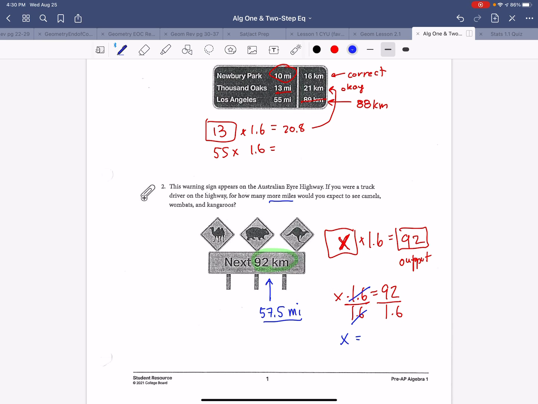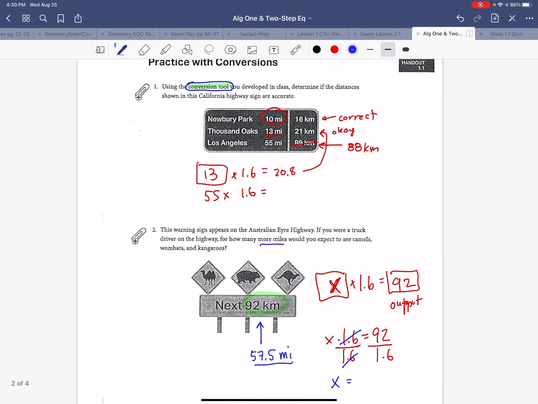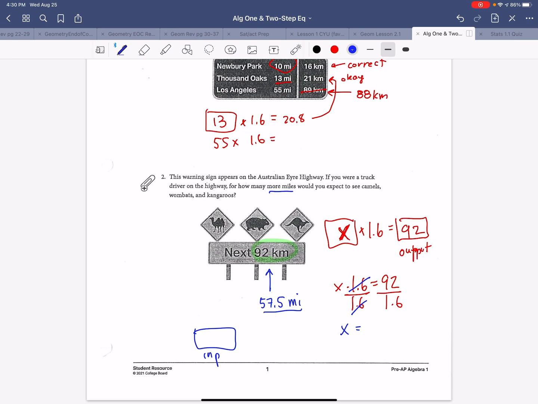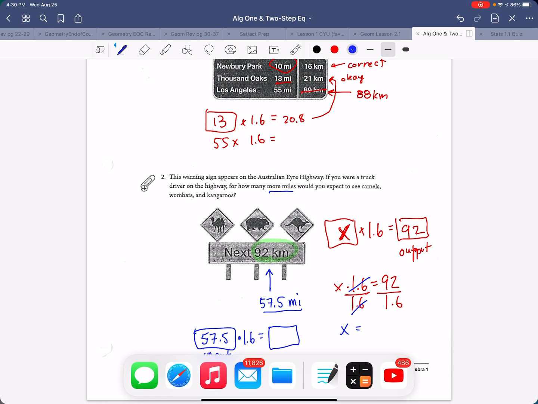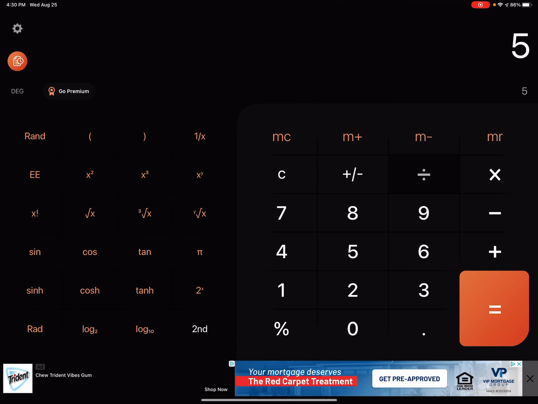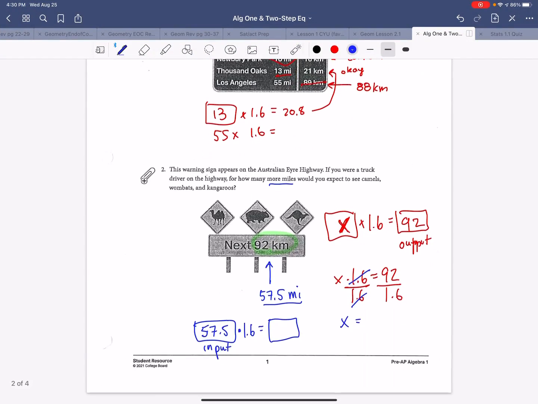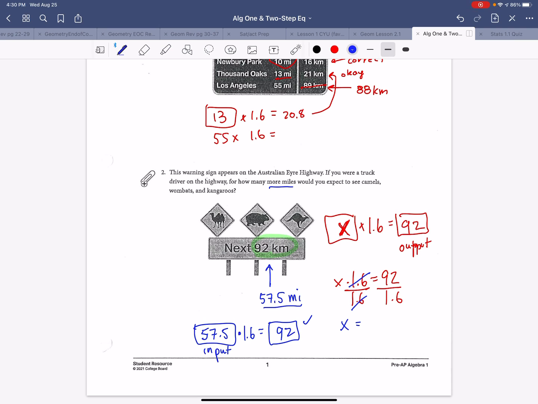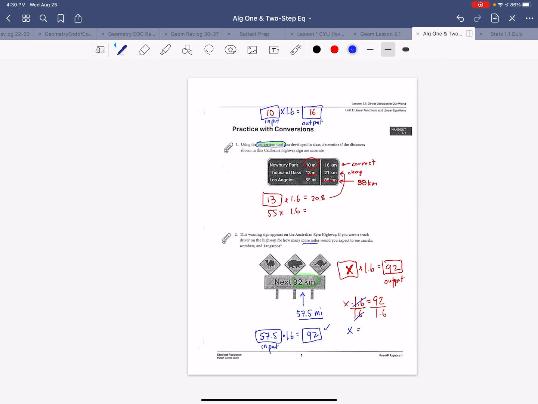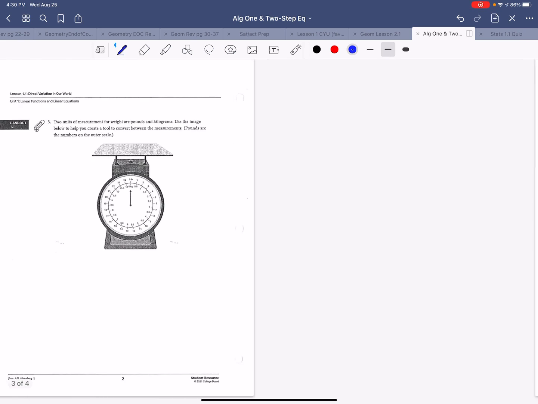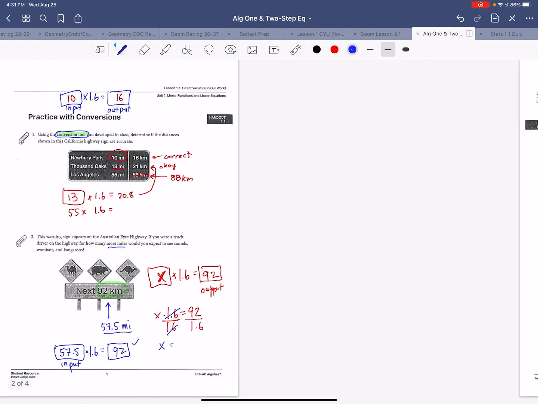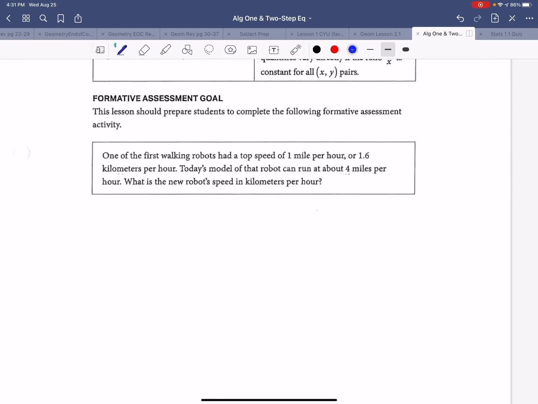Now to check my answer, I could go back into the conversion tool, right? I could put this input value, 57.5, and make sure that if I multiply by 1.6, I should get 92. So 57.5 times 1.6, I get 92. Voila. So we learned about these conversion factors, and it's very similar to our 1 and 2 step equations we did before. Now, how can we use these ideas to find out the robot here, okay?